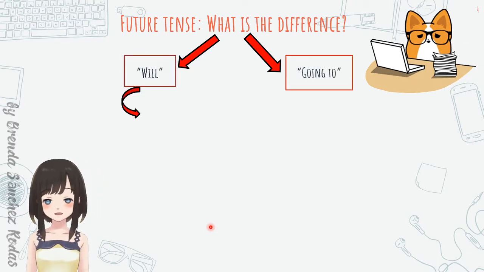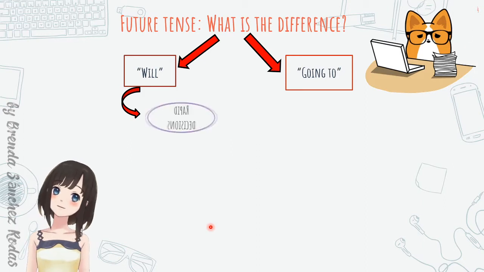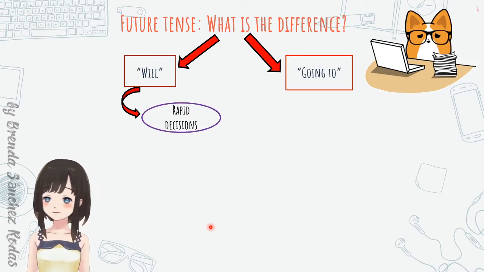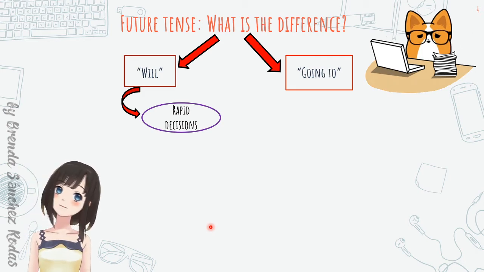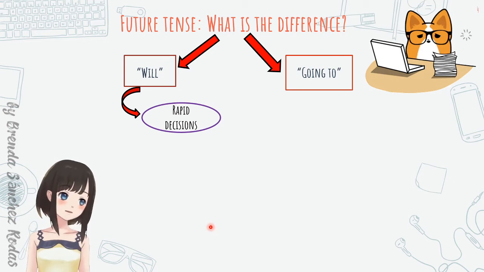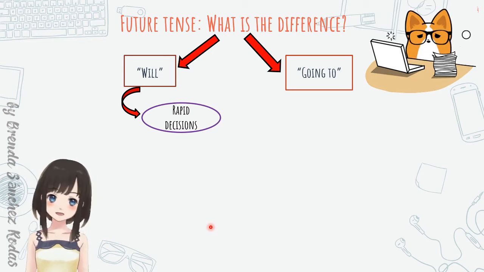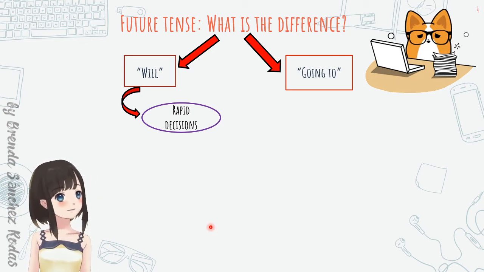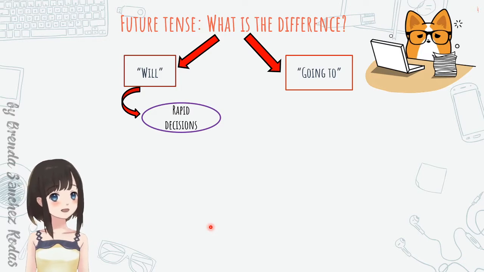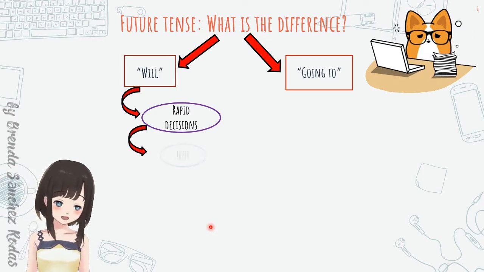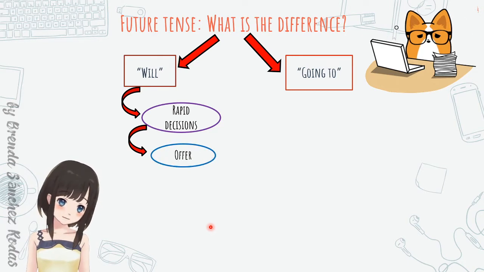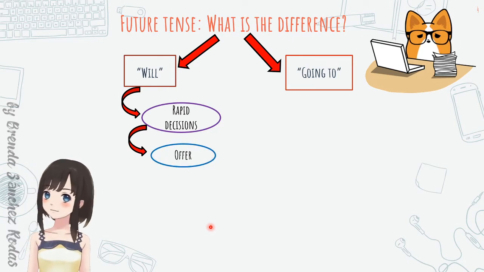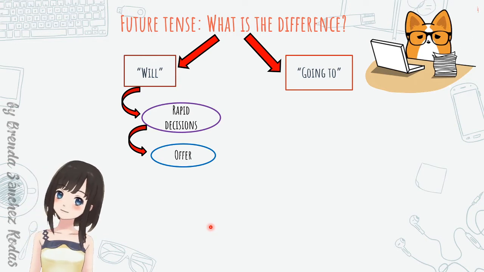For example, we use will when we want to express rapid decisions, something you plan really quick and fast for the future without thinking about it. For example, I will go to Brazil next year. You didn't even think about it, but you're going to do it anyway. Also we use will when we want to offer something in the future. Will you go to the dance with me? So it's something you're offering to someone else in the future.